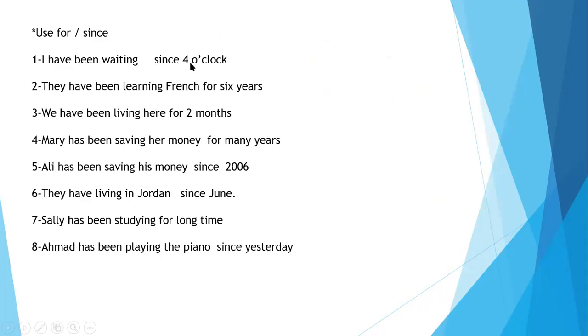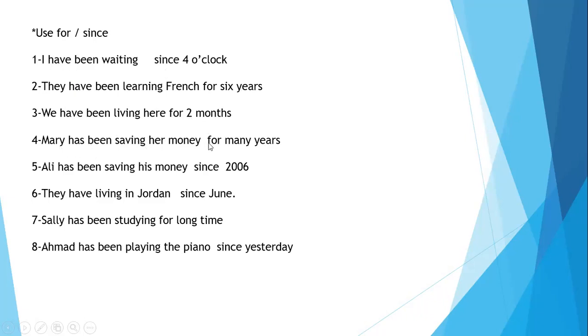Now here we have some examples. We have already answered it online together. Let's read it. Use for and since. I have been waiting since 4 o'clock. The time is specific, so we put since. They have been learning French for 6 years. But I don't know when he started learning French. So we put for. We have been living here for 2 months. From which month we don't know.